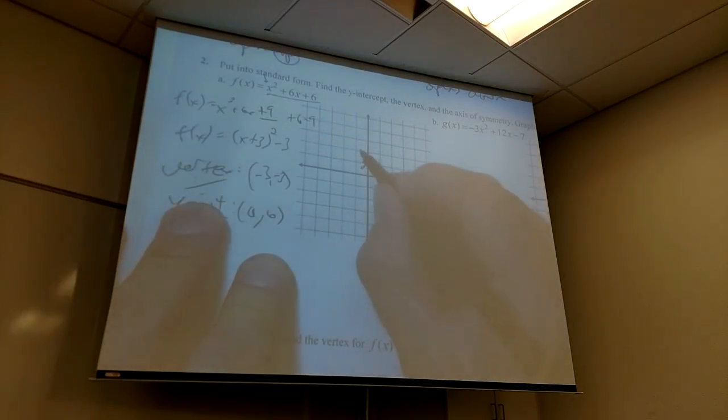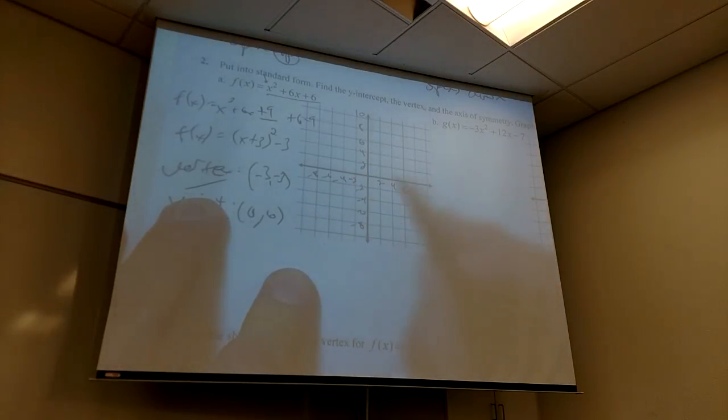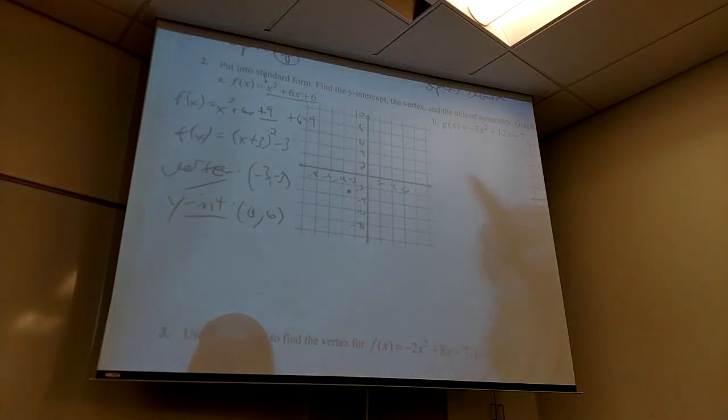So like 2, 4, 6, 8, 10, negative 2. So then the vertex is negative 3, negative 3, so it's like right there. Plop. The y-intercept is 0, 6. So there's going to be another point the same distance away on the other side. Since the vertex is at negative 3, it's 3 away, so it's going to be another 3 away, it's going to be there. That's the point we got by symmetry.